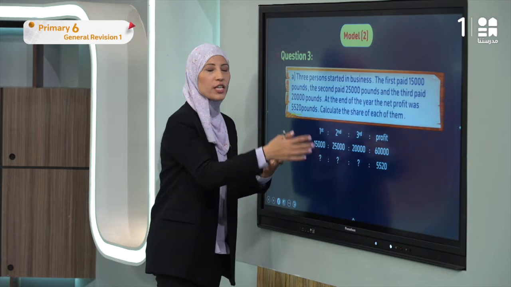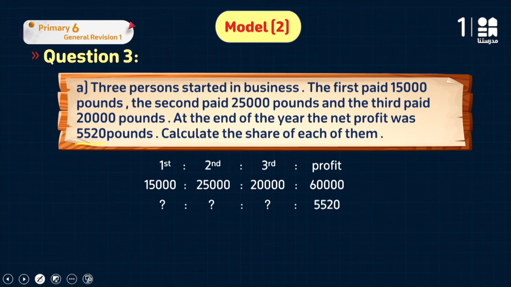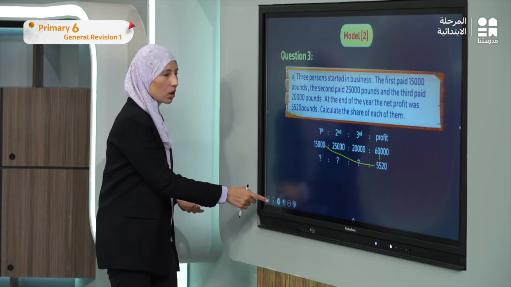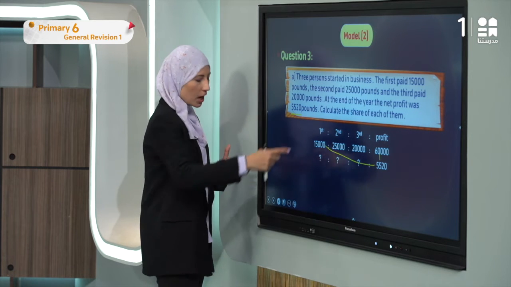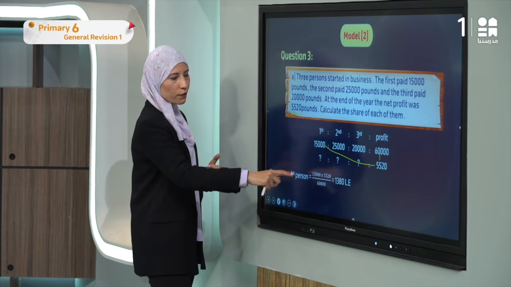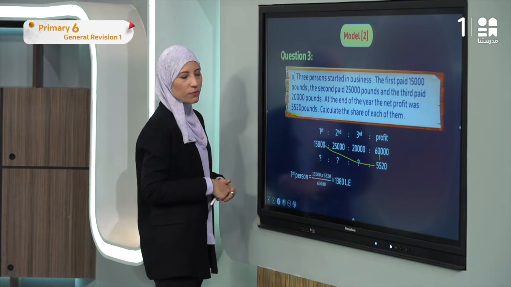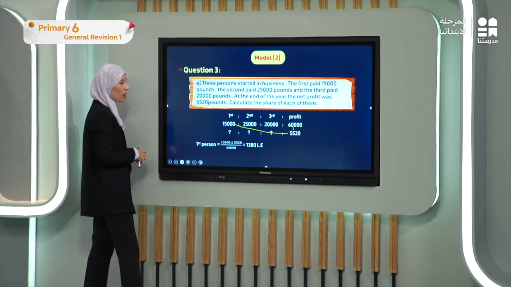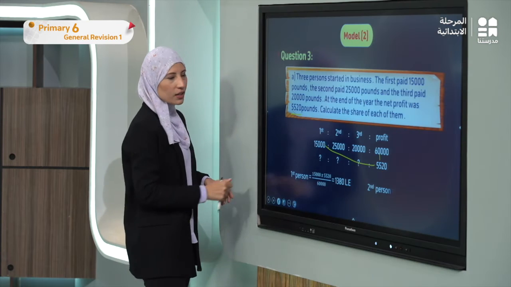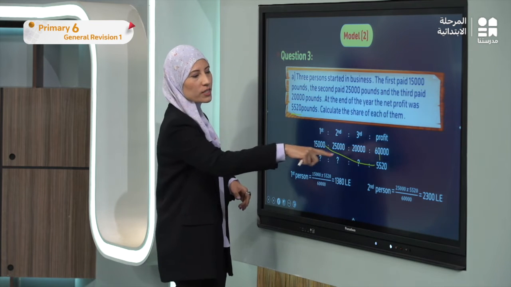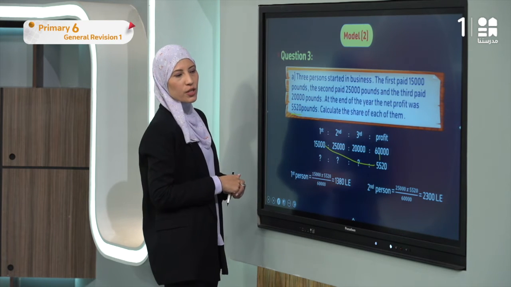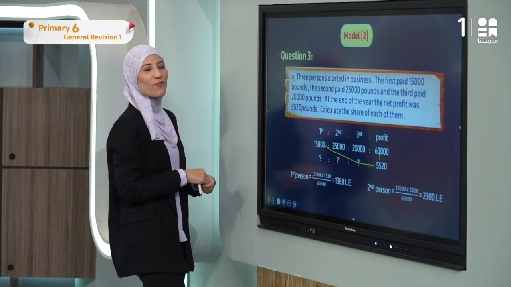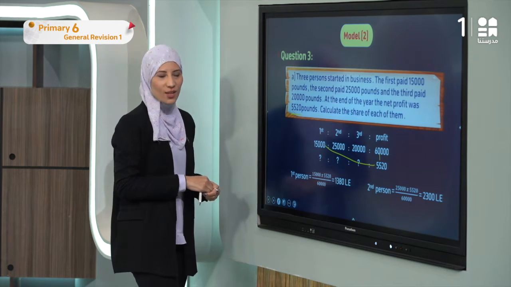To find the share of each one of them, how am I going to do it? I am going to make a cross multiplication: 15,000 times 5,520 divided by 60,000, and so on to find the missing. For the second and third, I will do the same steps. So the first: 15,000 times 5,520 divided by 60 gives me 1,380. The second person: 25,000 times 5,520 divided by 60 equals 2,300 pounds.